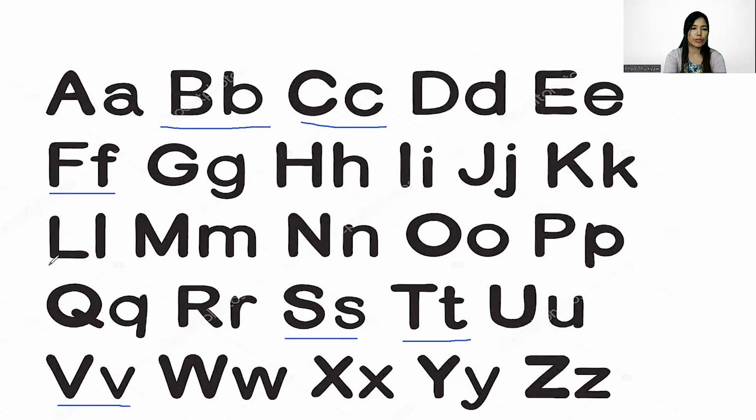So we might confuse these three letters: L, M, N. Then I will show you what letter it is. It is L. Next one is M. This is N. L, M, N.